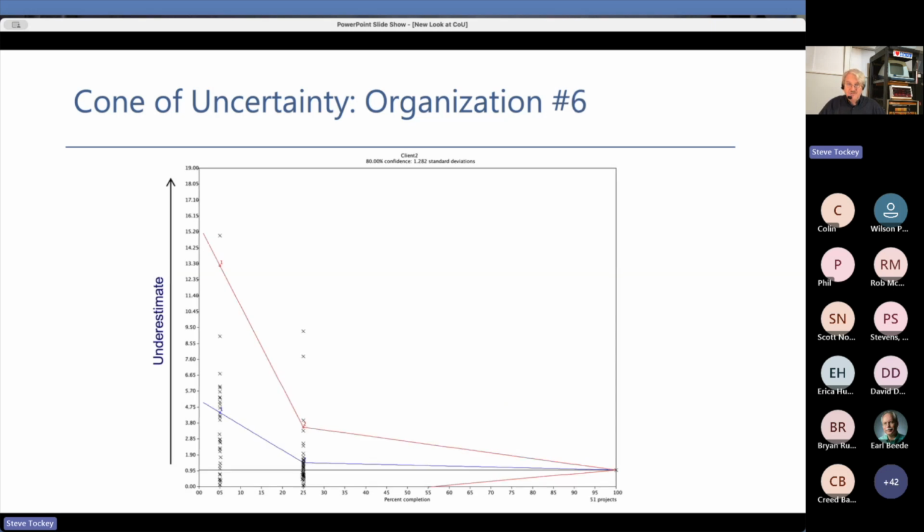But even worse is this organization where you're seeing estimates that are underestimated by a factor of 13. We thought it was going to take 10 weeks. It took 130 weeks. And while their first estimates are even worse than the previous organization, by the second estimate, they're kind of in the same ballpark in terms of how they're performing. So again, these are 6 real cones of uncertainty from 6 real organizations.